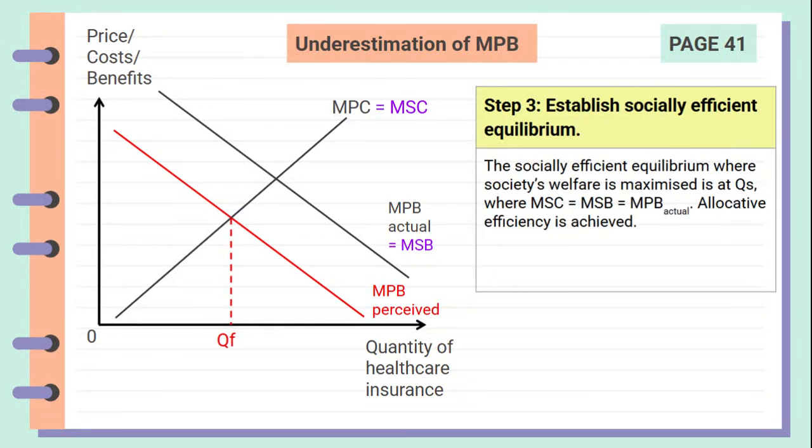The socially efficient equilibrium, and establishing it is our third step. This will be at QS, where MSC equals MSB equals MPB actual. At QS, society's welfare is maximized and allocative efficiency is achieved.